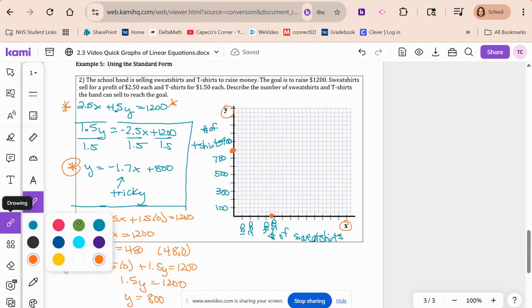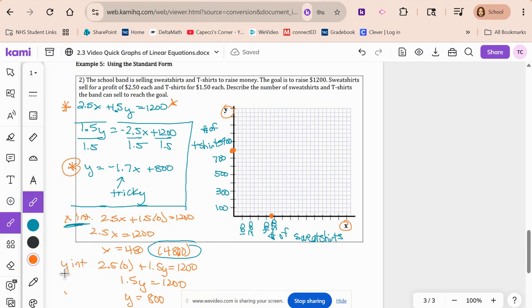So what I did was I did my x-intercept, and I let y equal 0, and I end up with 480 and 0. I'll slide that 0 in there, 480 and 0. And then I did the same thing with my y-intercept. I made x equal 0, and y is going to be at 800. So again, if I sell 800 t-shirts and no sweatshirts, I'll reach that $1,200 goal. If I sell 480 sweatshirts and no t-shirts, I will also meet that goal.